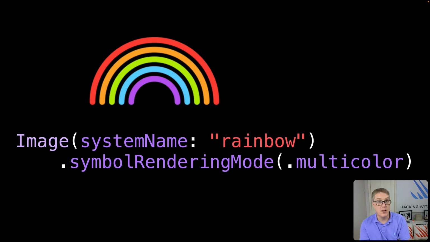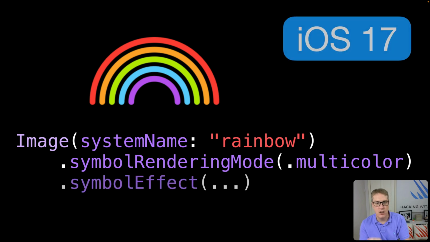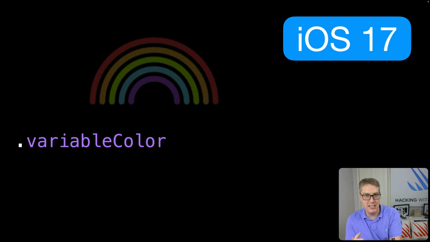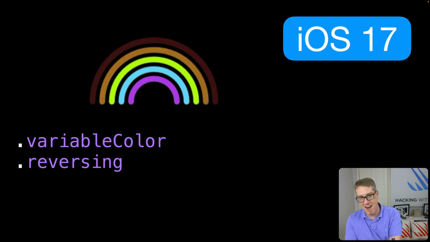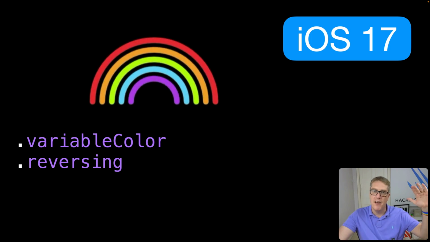But new in iOS 17 is another fantastic SF symbols modifier called symbolEffect to add an animation to these symbols. Question is, what goes here? It depends on the result you want. For example, you might say, I want to have a variable color animation to make the various waves of my rainbow fade through one at a time, in this case, cumulatively. Or you might say, I want to have a reversing variable color, so it fades all the way up, then all the way down, again and again and again.